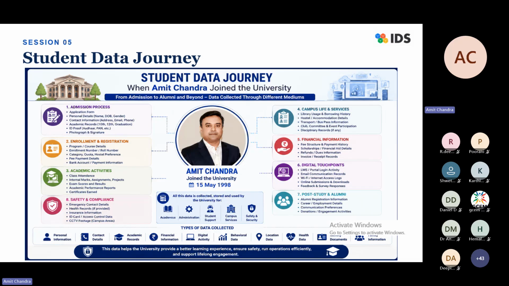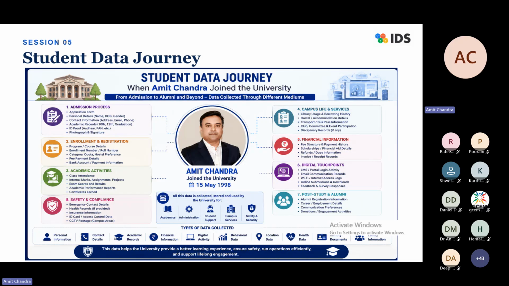If I talk about the admission process, as a student I have to fill up the application form where I give my personal details: name, date of birth, gender, contact details, address, email, phone, academics such as 10th, 12th, graduation, ID proof, photograph, and signature. Whether digital or manual, we have to give all kinds of details during the admission process.